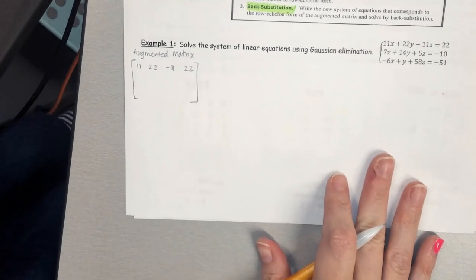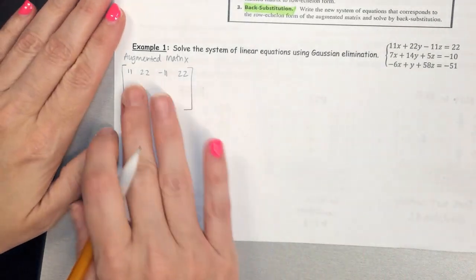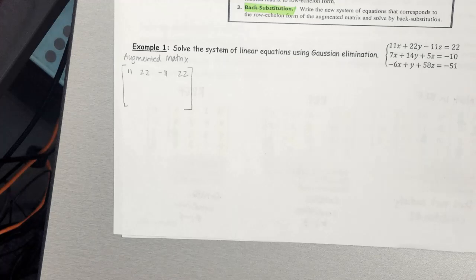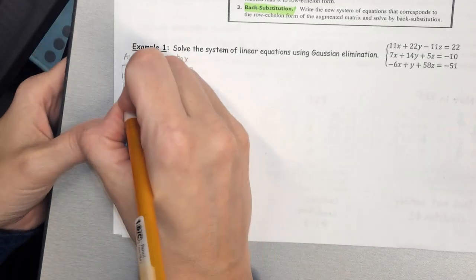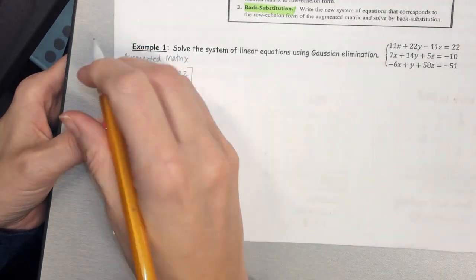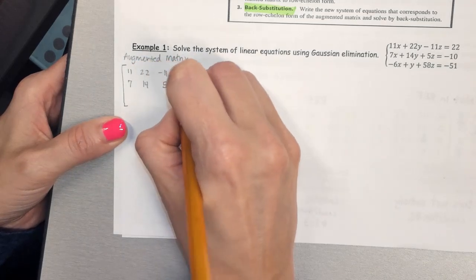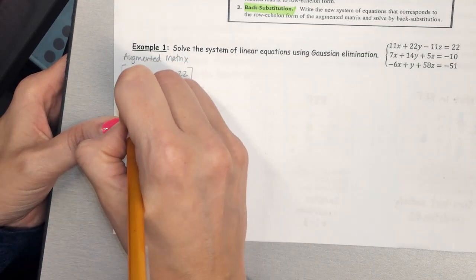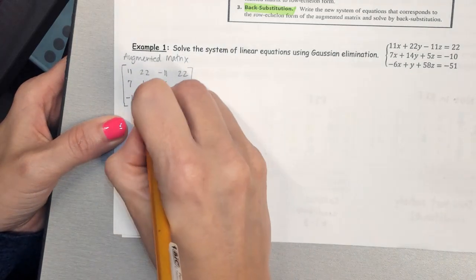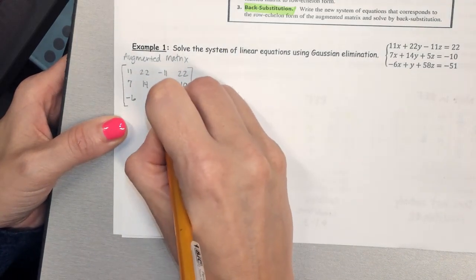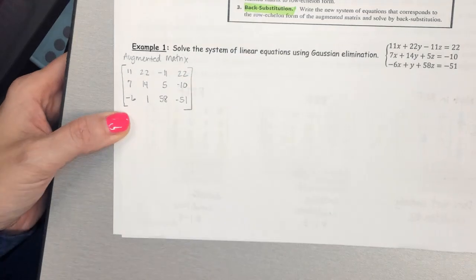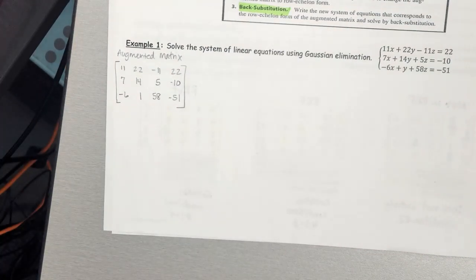Okay, so then what I was saying is I don't want you to feel like you have to scrunch these together because I do feel like it makes a difference if it's organized. Okay, if it's not as organized, then it's easy to add the wrong things together. So then we have 7, 14, 5, negative 10. Last row, negative 6, 1, 58, negative 51. Okay, that is your augmented matrix.